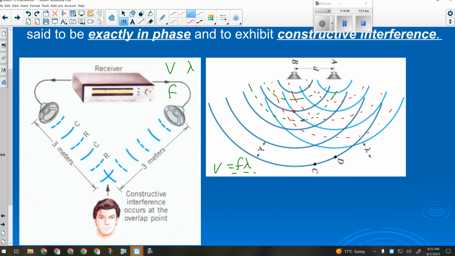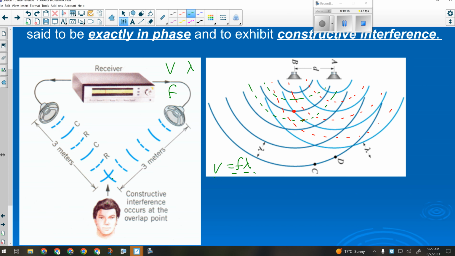Okay, so the waves coming from this speaker on the right, the dotted lines are troughs, the solid lines are crests. So he's got a crest here. He's also got a crest from the other one. They're meeting in phase, crest to crest, trough to trough, and they're going to interfere constructively, and he's going to hear a loud sound.